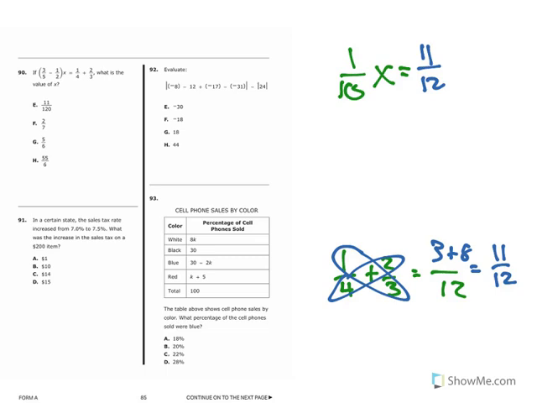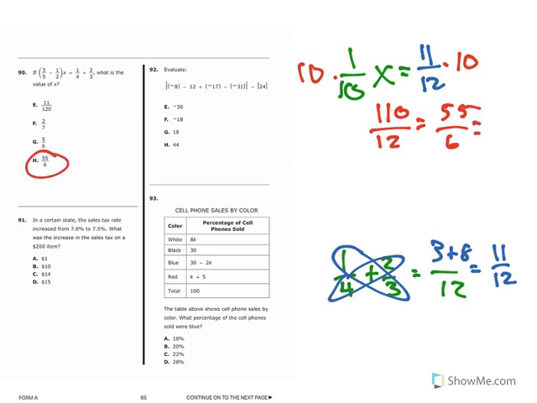So I'm going to multiply both sides by the reciprocal, which is 10. I'm going to get 110/12, which I should be able to simplify as 55/6, which is going to give me, 55/6. Look at that. I don't even need the mixed number. An improper fraction is always going to be better anyway.